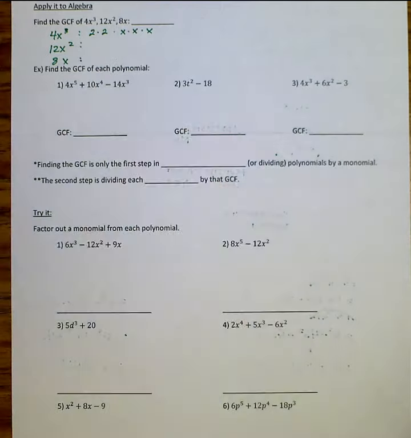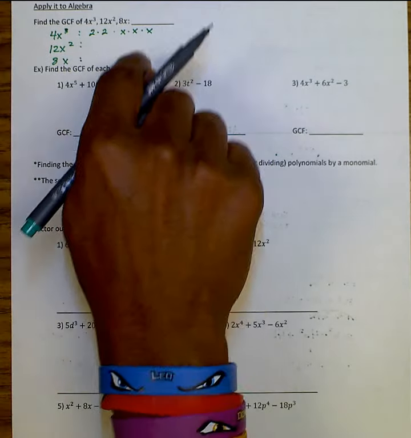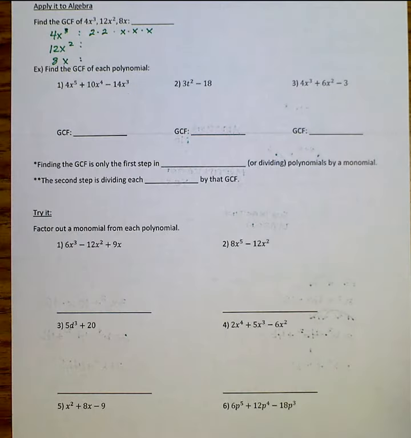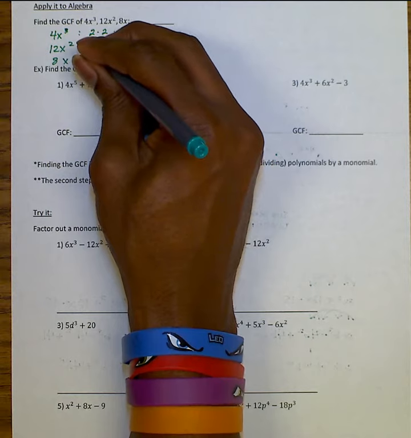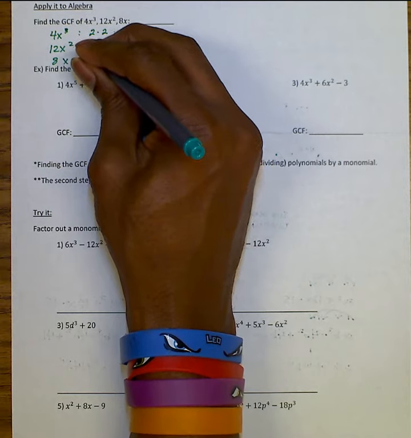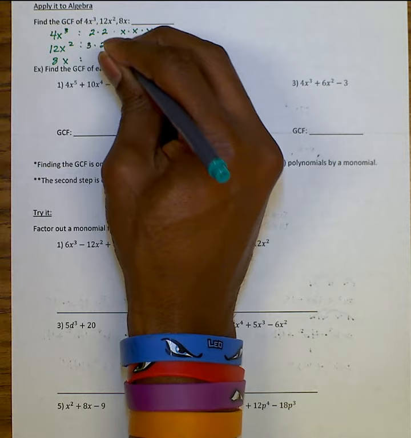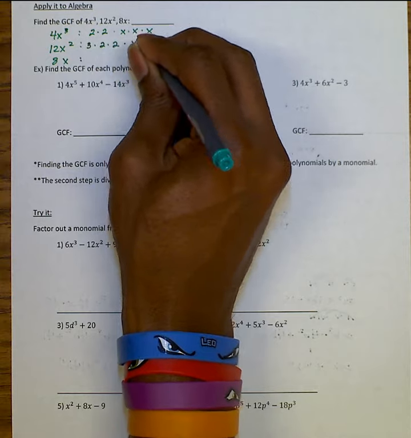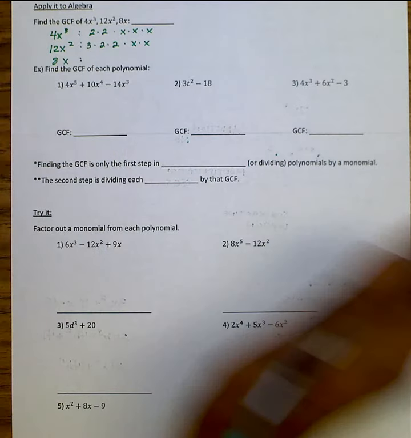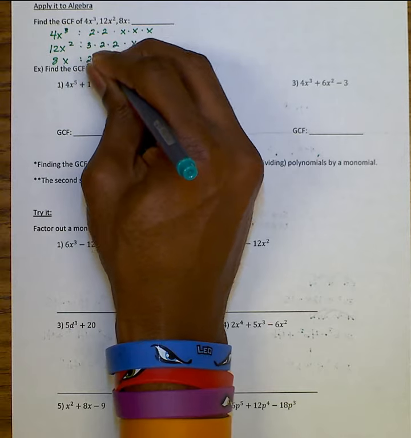So that's 2 times 2, and x times x times x, x cubed. What multiplies to give us 12? Well, that's 3 times 2 times 2, and x times x. What multiplies to give us 8? 2 times 2 times 2, and x.